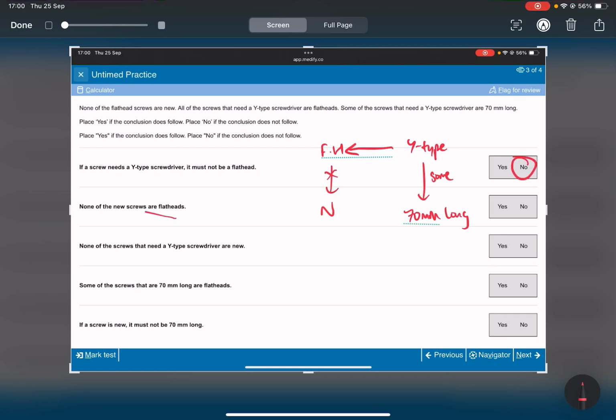If a screw needs a Y-type, it must not be a flathead. No. None of the new screws are flatheads. Yes, because this kind of goes both ways. None of the screws that need a Y-type screwdriver are new. Yes, because all of them are flatheads, and none of the flatheads are new.